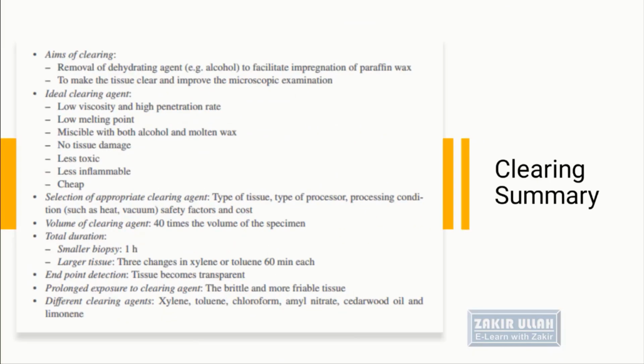This is the summary of the clearing process: the aims of the clearing process, what should be the ideal properties of an ideal clearing agent, and how to select an appropriate clearing agent, what should be the volume of the agent, the total duration, the end point detection, what are the disadvantages if the tissue is exposed for a long time, and the different clearing agents which are used in the histopathology laboratory for clearing purposes and tissue processing.